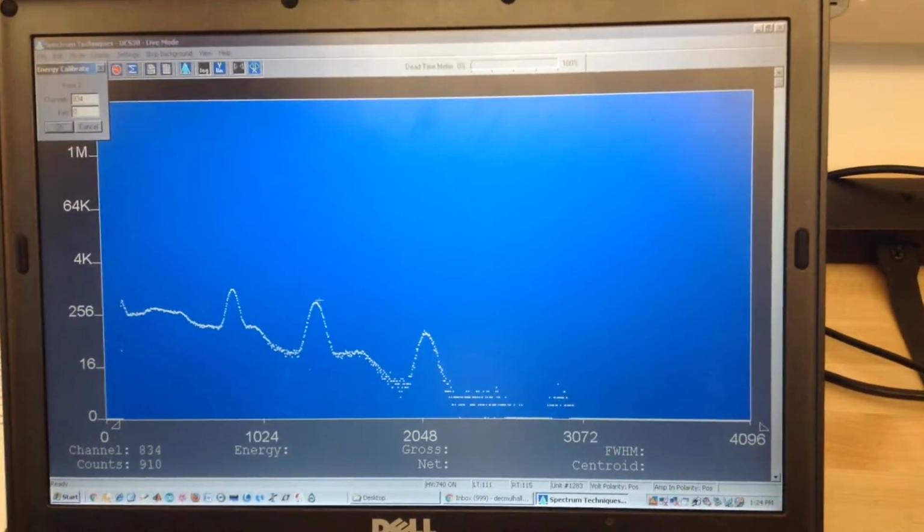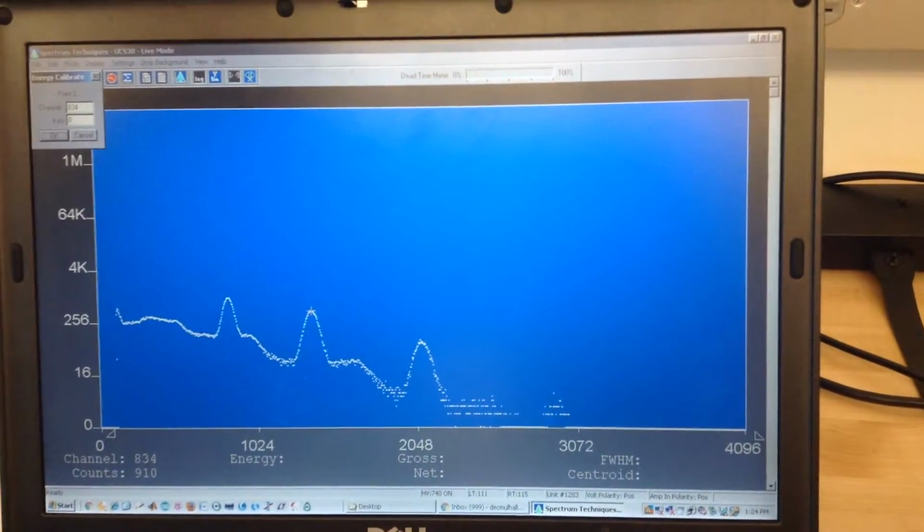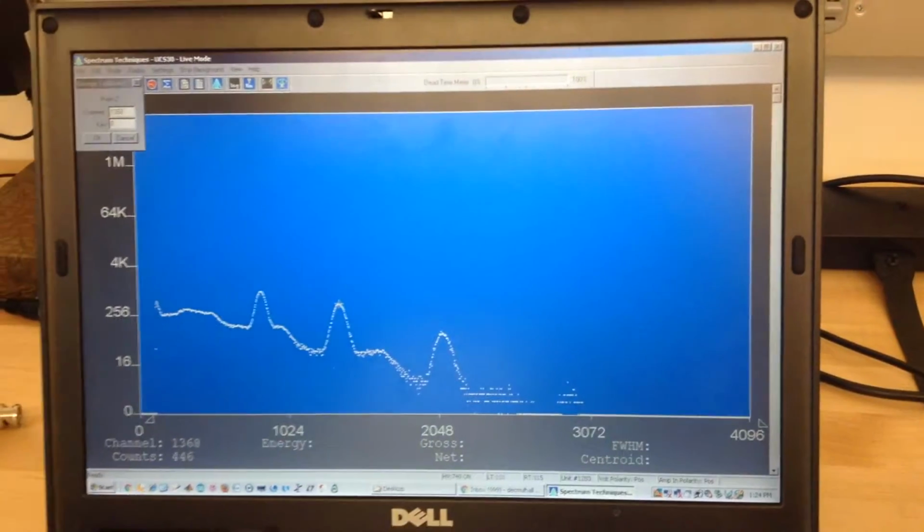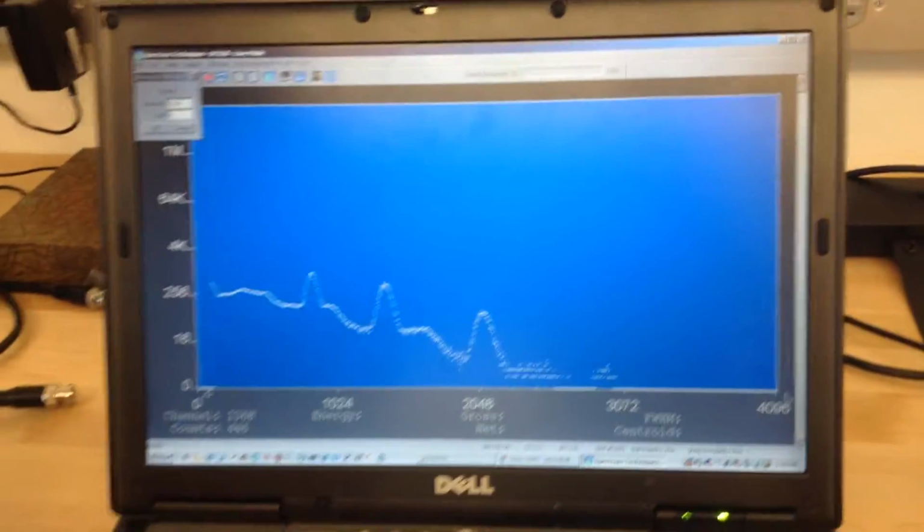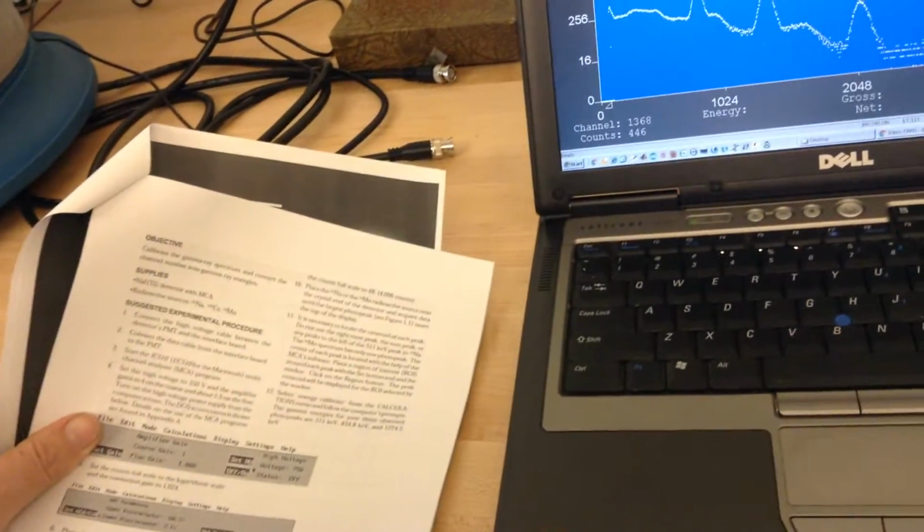Now, point two is over here, and I know, because I'm following the manual, experiment one, that point two is 834.4 MeV.